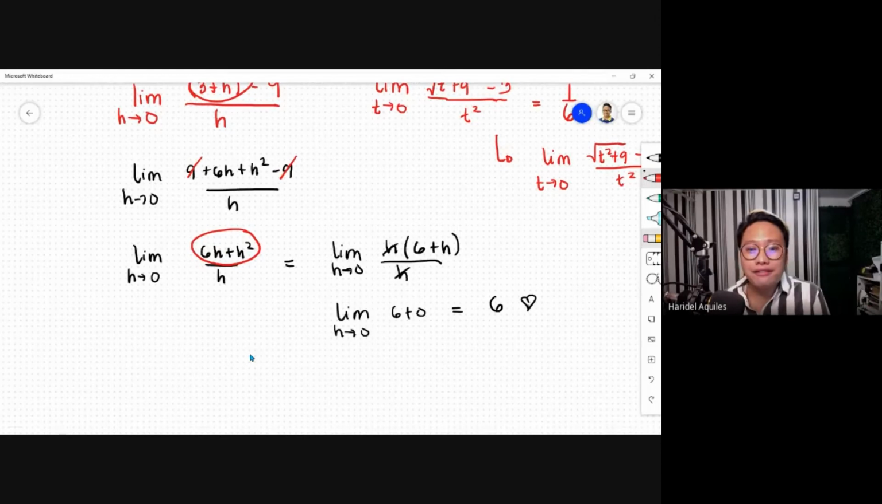Now, sir, if the denominator would not become 0, what will happen? You are safe to continue with the process. Just simplify it, and once you get the limit, the constant itself is the answer. Clear? Now, sir, what if after we simplify, factor, rationalize, or expand, we still get a 0 denominator?